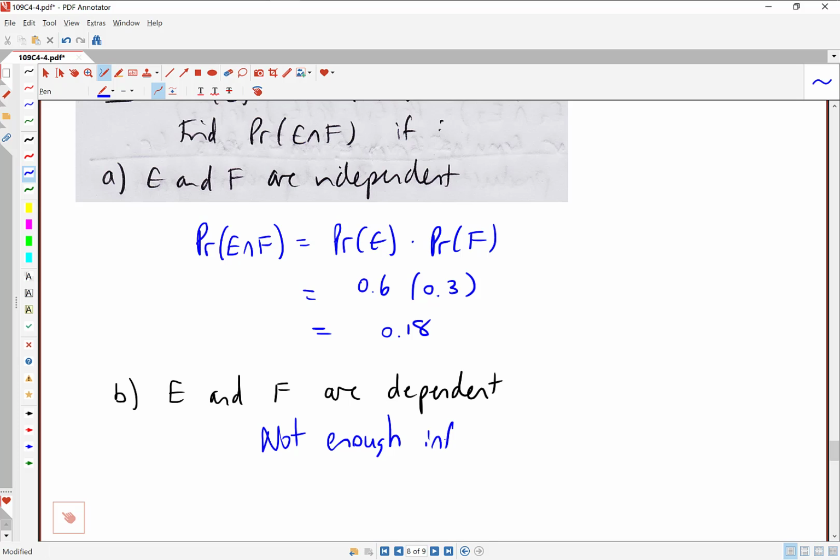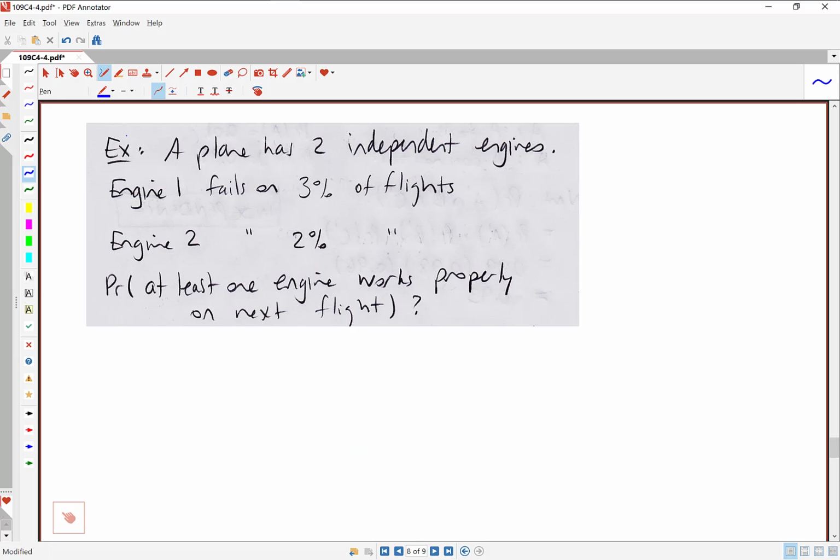We don't know the specifics of how E and F will affect each other, so we do not have enough information to find the probability of E and F in that situation. So another way of saying this is you can only use this formula when you know that E and F are independent. So here's a real-world problem involving independence.